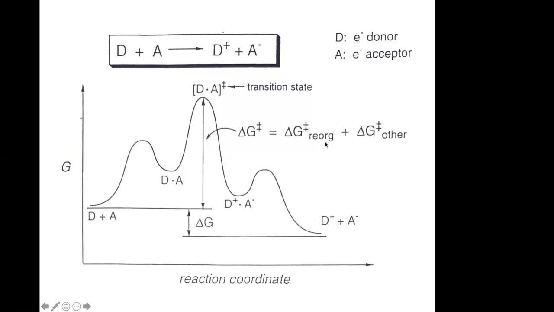And so this is very similar to the profile for one of the types of inner sphere mechanisms we considered, where getting into this transition state for the electron transfer reaction is generally the rate determining step. All right.